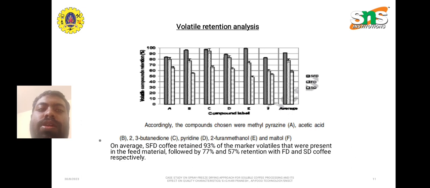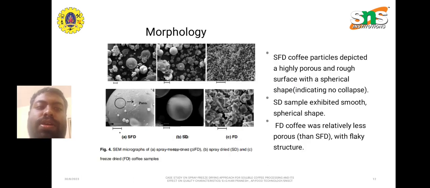Then volatile retention analysis. The compounds chosen were: methylpyrazine A, acetic acid B, 2,3-butanedione C, pyridine D, 2-furanmethanol E, and maltol F. On average, according to the volatile retention analysis, spray freeze drying coffee retained 93% of the marker volatiles that were present in the feed material, followed by 77% and 57% retention with FD and spray drying coffee respectively. Then morphology.